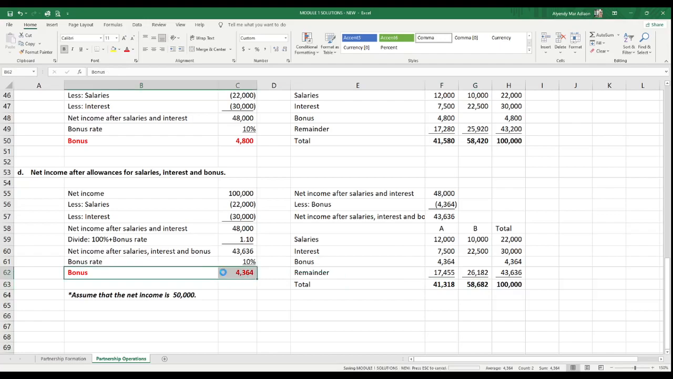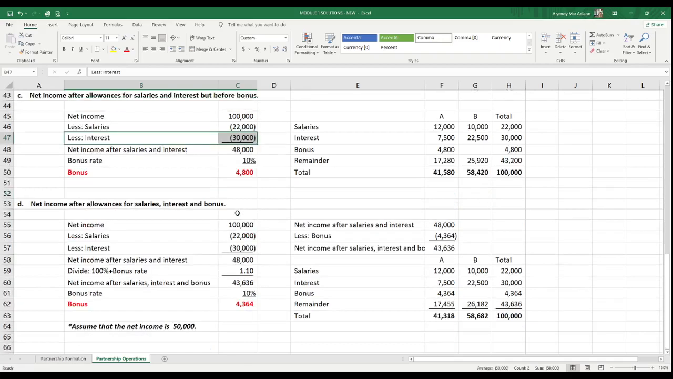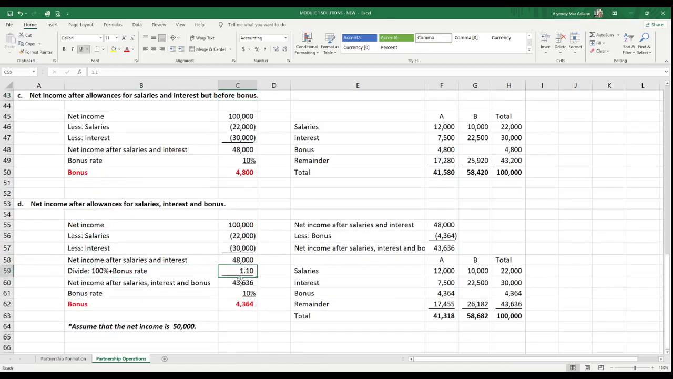Okay, now our focus here is the computation of bonus. So just remember, when we say allowance for salaries and interest, there's no problem. You just have to deduct, because these are usually given. But for the bonus, this is where it gets a bit difficult. When we say before bonus, that's easy, you simply have to multiply. But when we say after bonus, you really have to divide first before you multiply by the bonus rate.